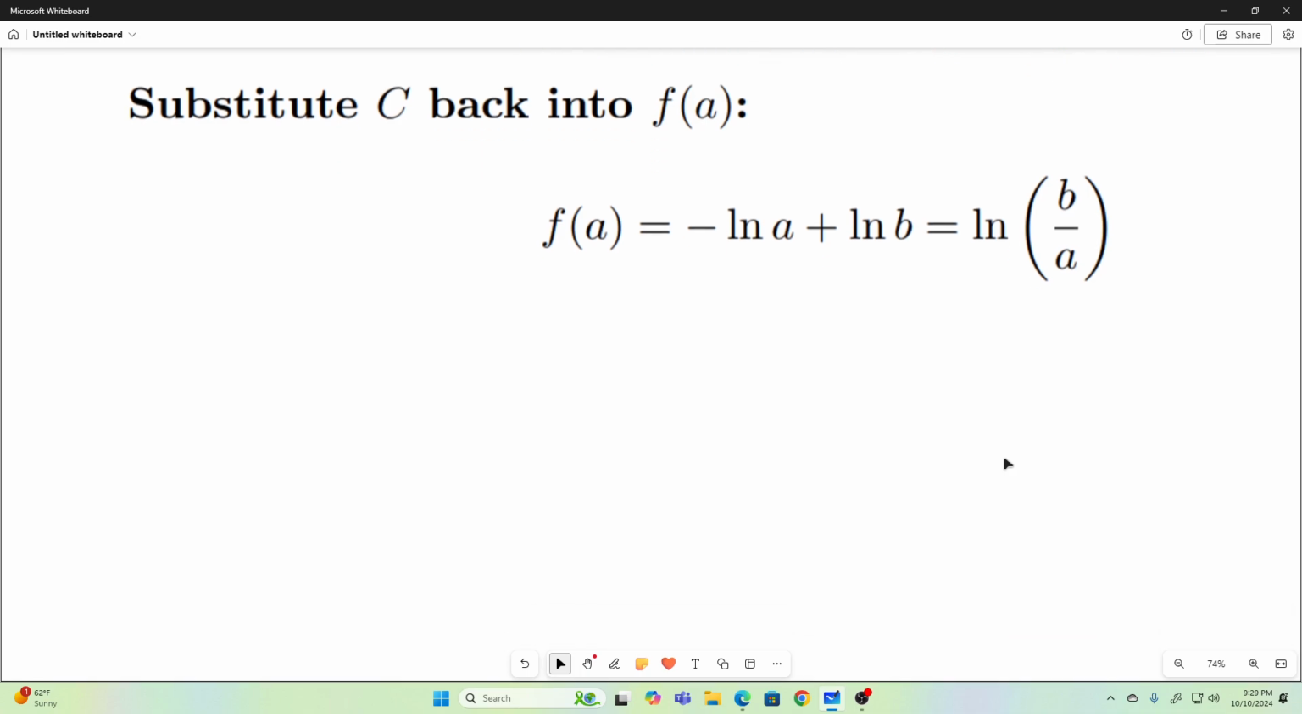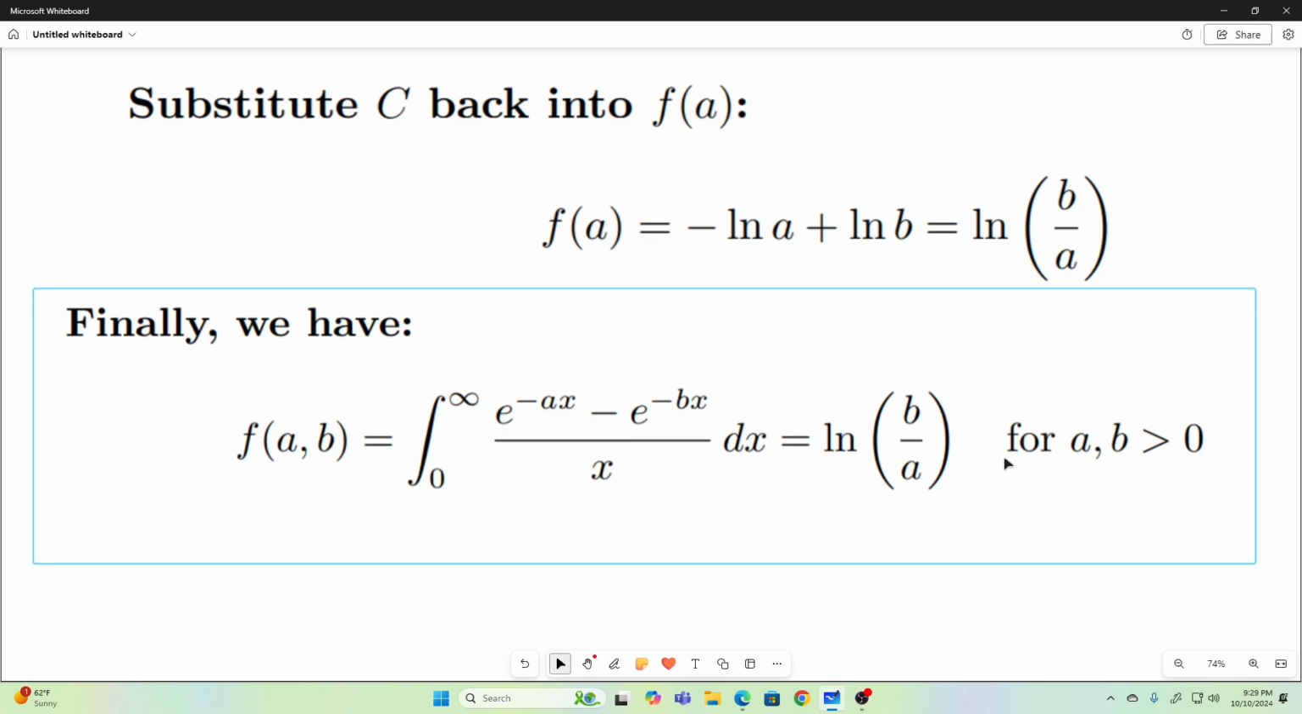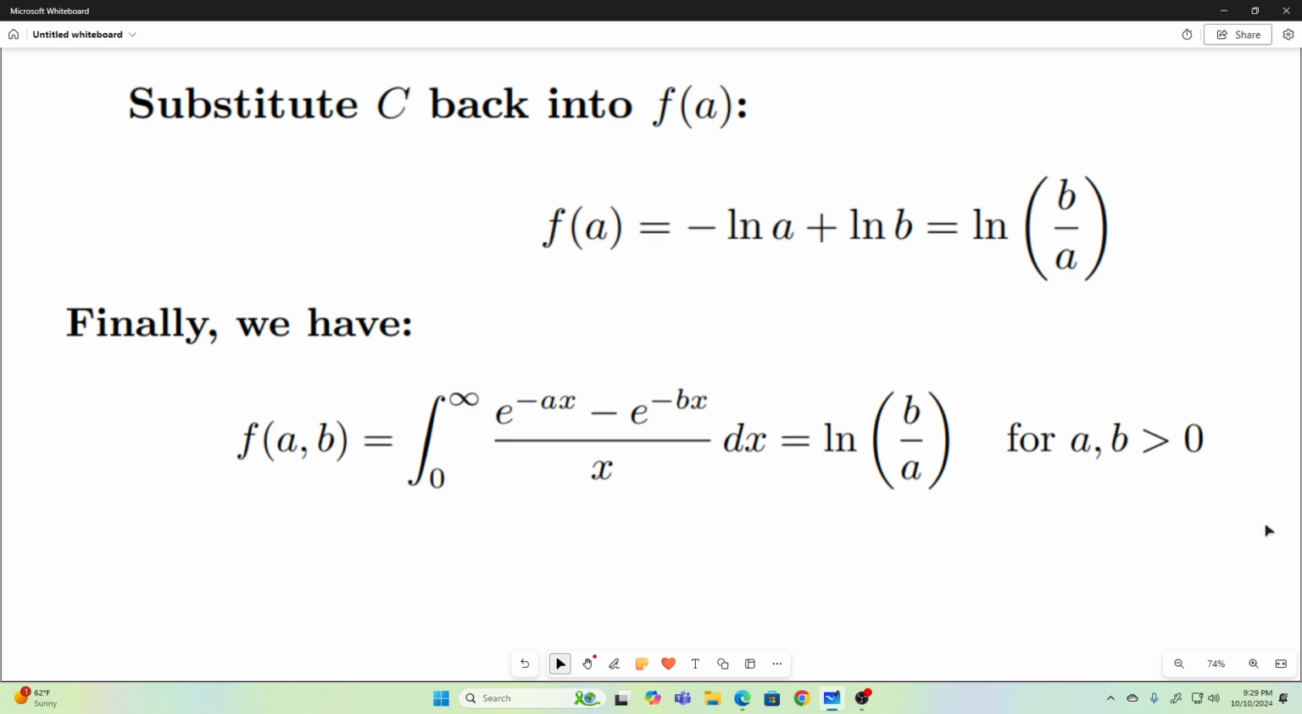All right, so that's it. Since our f of a was the integral we were trying to find, and of course we're calling it a function of a and b, where b is an arbitrary constant when we're actually evaluating the integral. But in any case, this integral right here, as long as our a and b are greater than 0, evaluates to exactly natural log b over a.